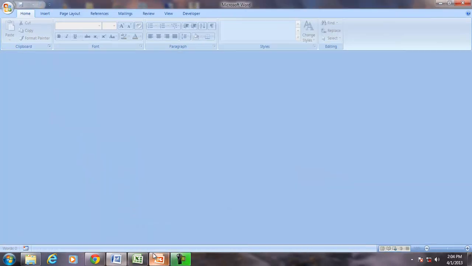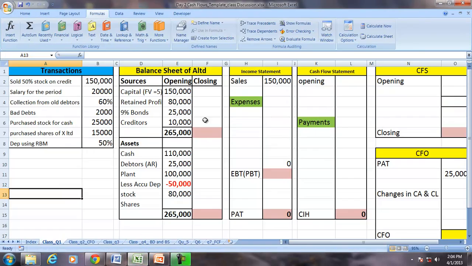We will prepare the financial statements, the income statement, cash flow statement and the balance sheet with this information given, and later on convert that cash flow statement into CFO, CFI and CFF, and also answer why PAT is not the same as CFO. So the transactions: the opening cash in hand is 110,000, sold goods 50% of the stock, and it is on credit.